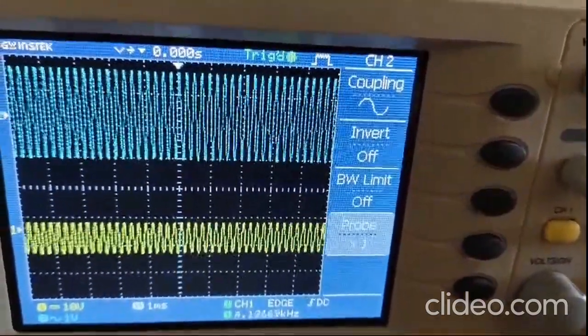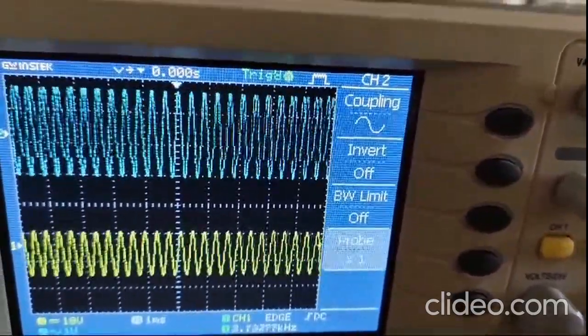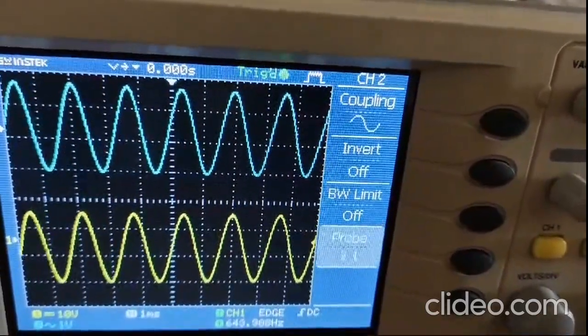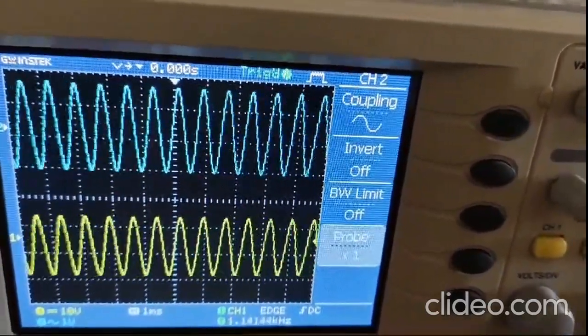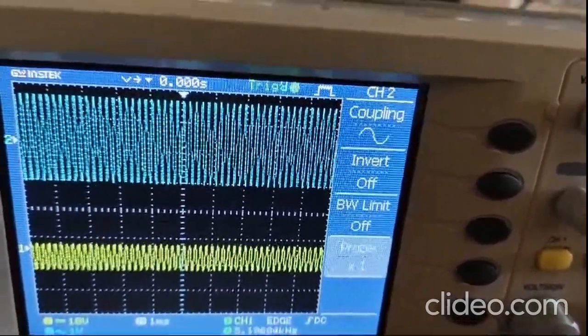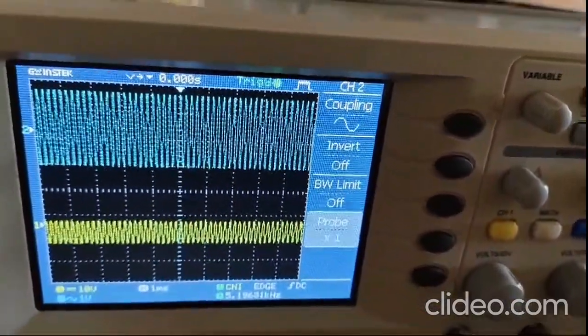We can observe that. So the gain will be less. It is decreasing for de-emphasis. As and when we decrease the frequency, the amplitude is increasing. When we increase the frequency, the amplitude of the output voltage is decreasing. This is the experiment of de-emphasis and pre-emphasis. Thank you.